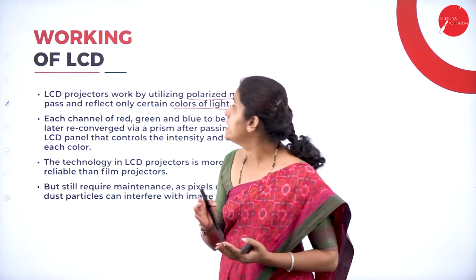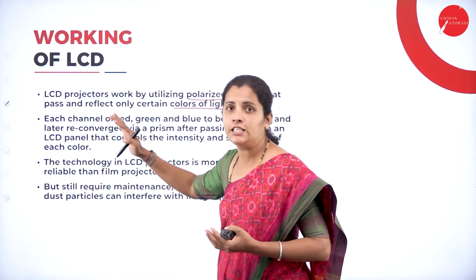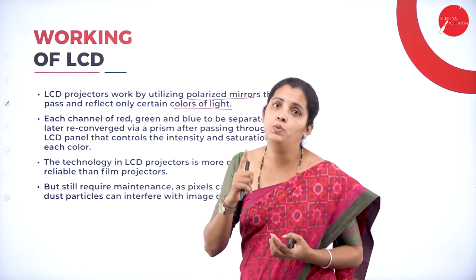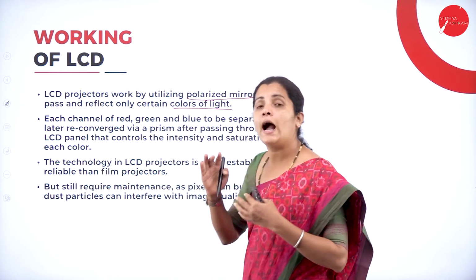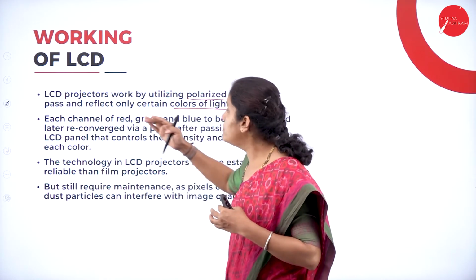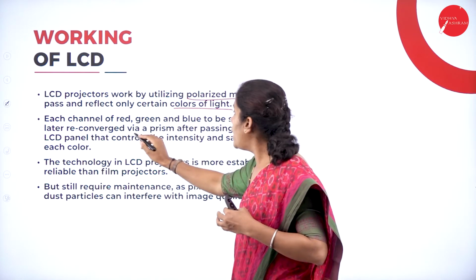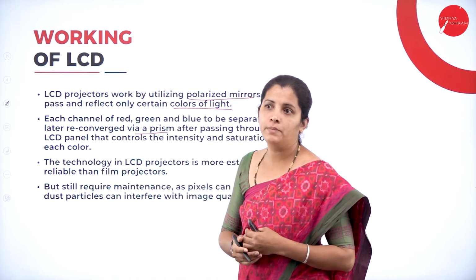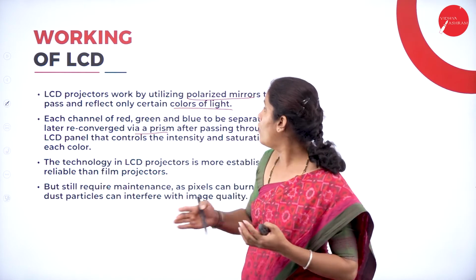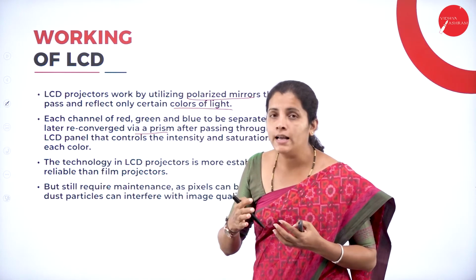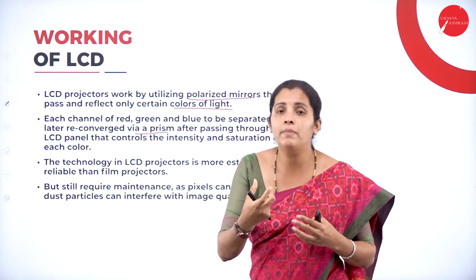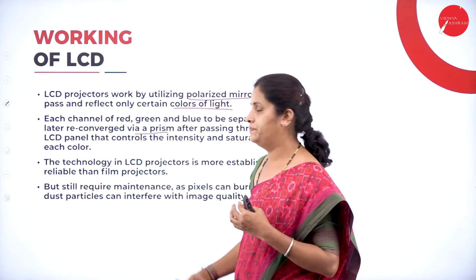Dear students, in LCD, each channel of red, blue and green is separated and reconverged later via the prism. That means the three colors green, blue and red are separated and combined by using a prism.